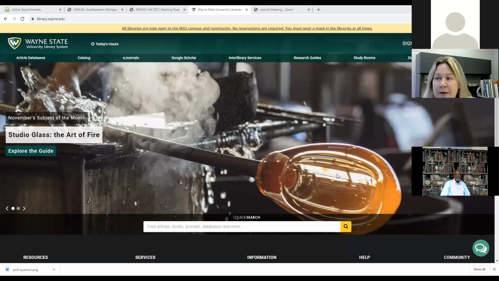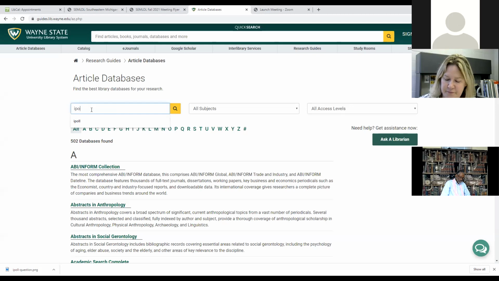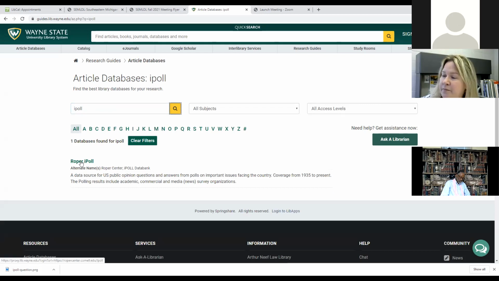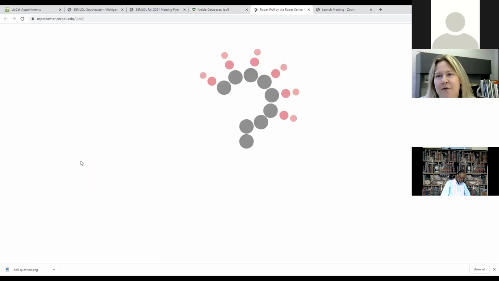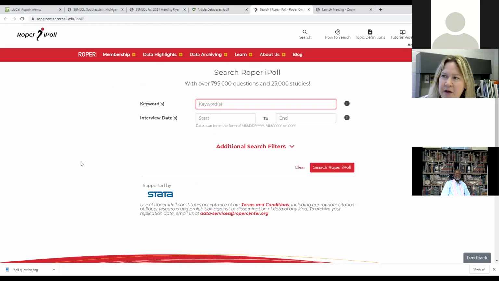library.wayne.edu, because it's through the library website that we get into stuff that Wayne State's paid for. I will get to Roper iPoll this way. I just wanted to let you know, Monique, it's coming through just fine. Okay, great, thank you. I'm going to click on article databases over here on the library website, and I'm going to search for iPoll. And here it comes up, Roper iPoll. I'd always just call it iPoll. It's always going to be iPoll to me, because really what I always like is the polls themselves, although I appreciate all the effort the Roper Center puts into making this. Okay, so now we are in the Roper iPoll.